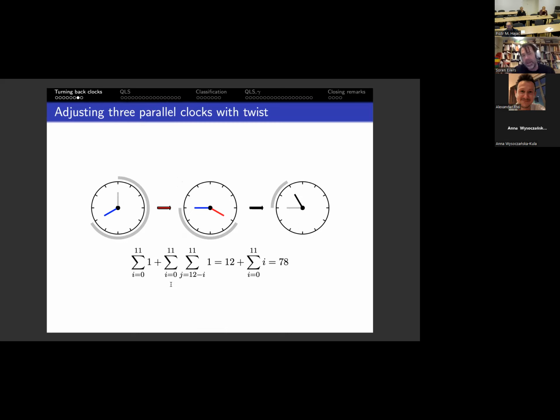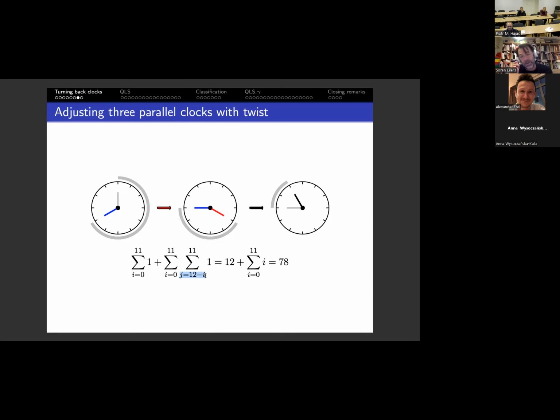Well, the formula is more or less the same as before, but since I have this reversion, the j, instead of summing from I to 11, I need to sum from 12 minus I to 11, right? It used to be 8, now it's 4. If it was 6, it's still 6. If it's 1, then it's 11, and so on.